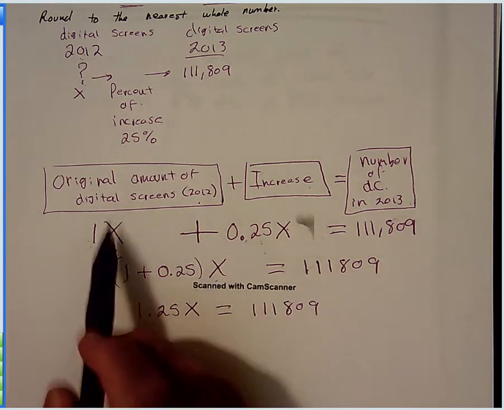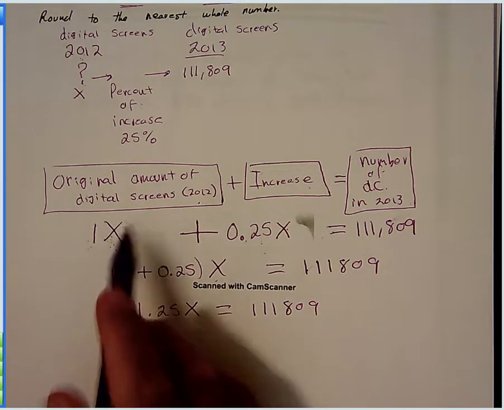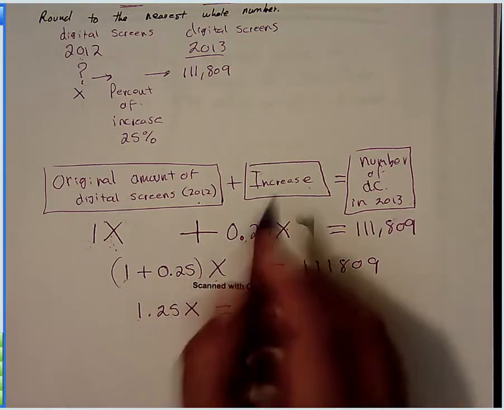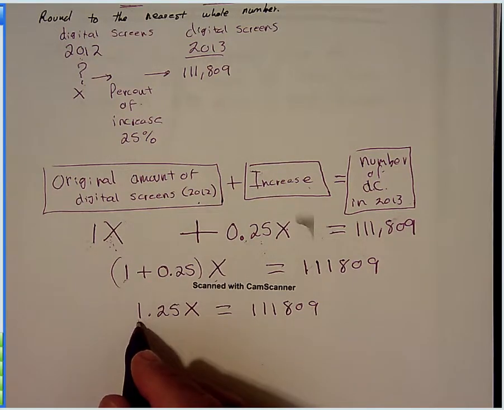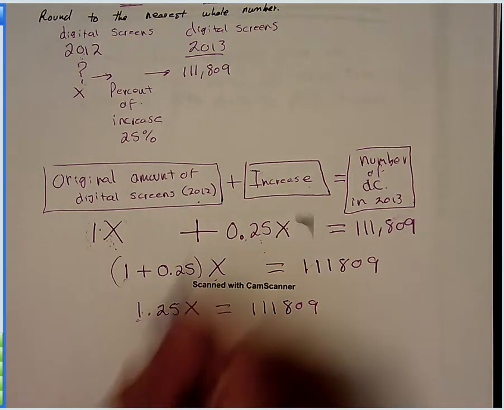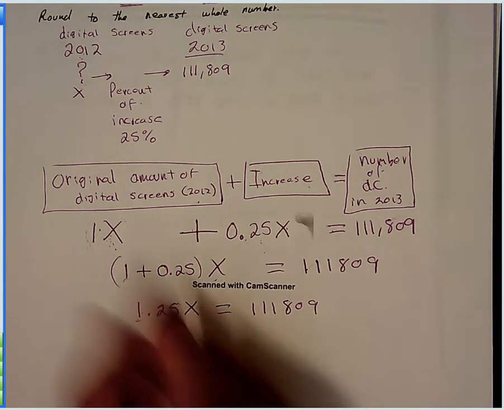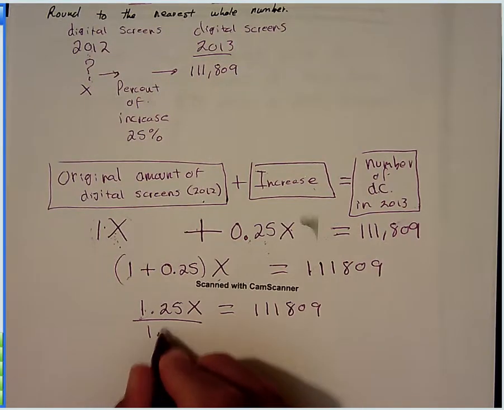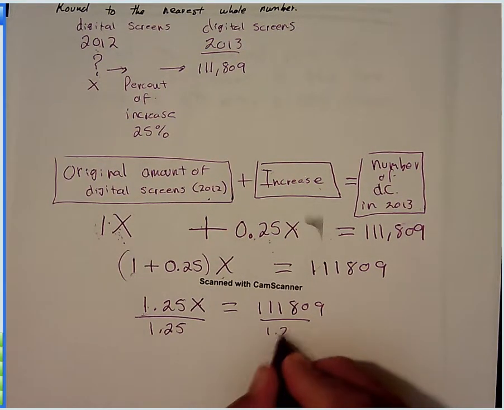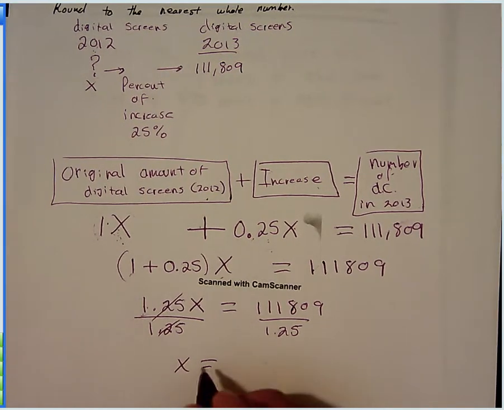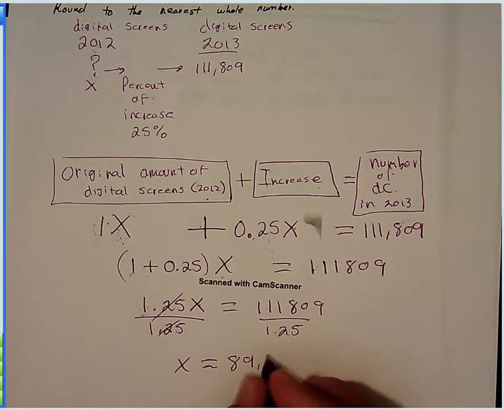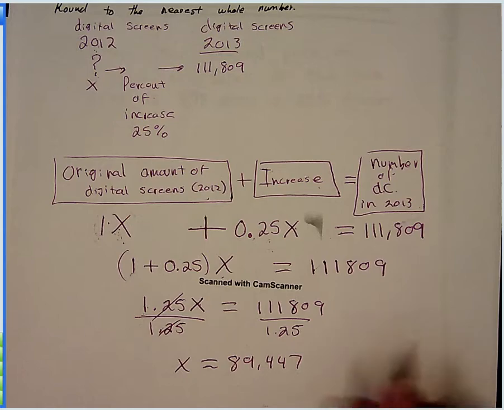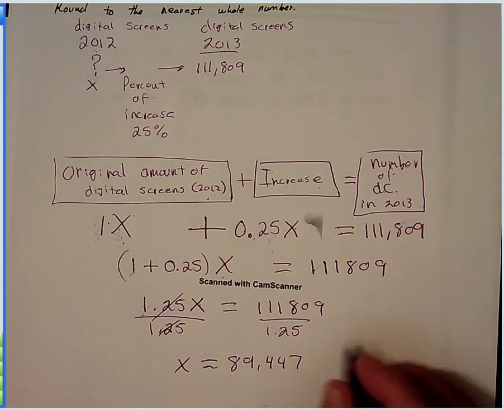And the 1.25 makes sense. Why? Because we're gonna have more than the original. The original is represented by the 1 here, and then we're adding this percent, which is a 0.25. So it makes sense that we have to have a number bigger than 1, because 1 represents the original amount plus the percents of that original amount. So now we divide, because we want to solve for x, and that gives us approximately 89,447, and this is the amount of digital screens in 2012.